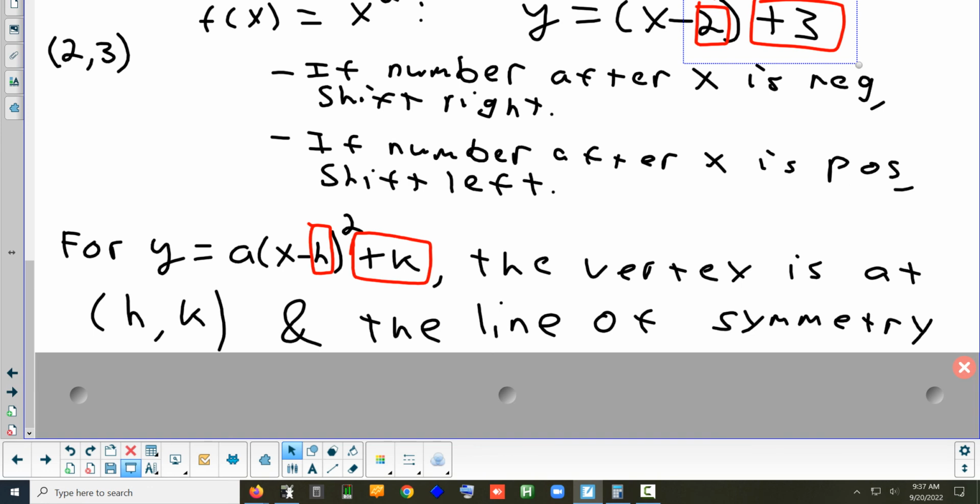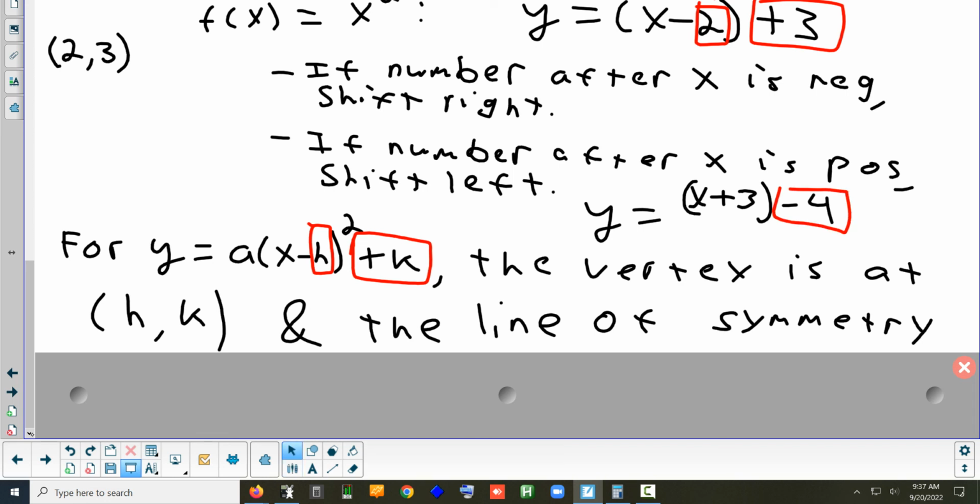So h is the x value of the vertex, k is the y. So now you might say, well, what if I had something like this? x plus 3, minus 4. Well, this is your k. Minus 4. That's down 4. But h is supposed to be the number that comes after the minus. Well, there is no minus there. It's a plus. So the way you could think of it is like this. x minus, and then what number would come after the minus? Minus 3. Because minus a minus would be a plus.